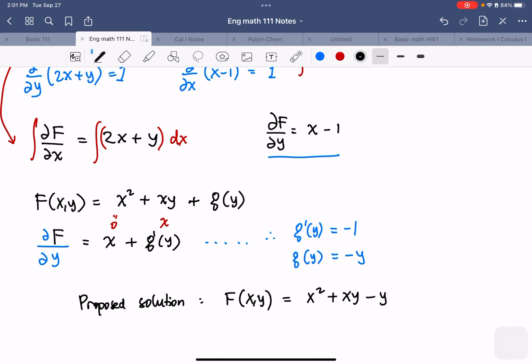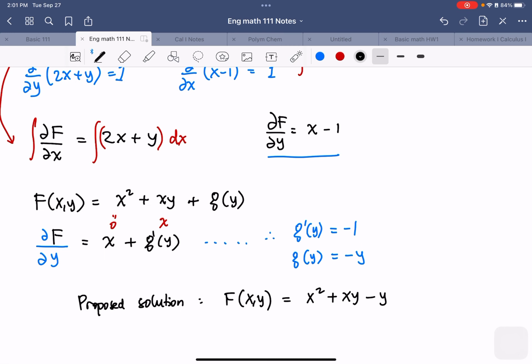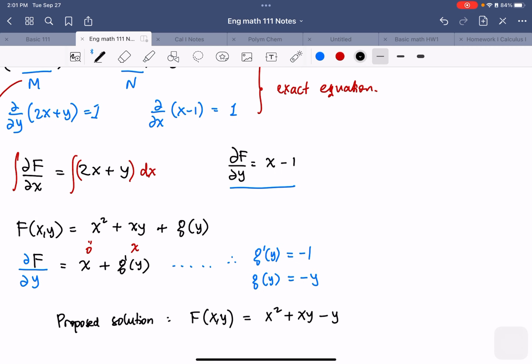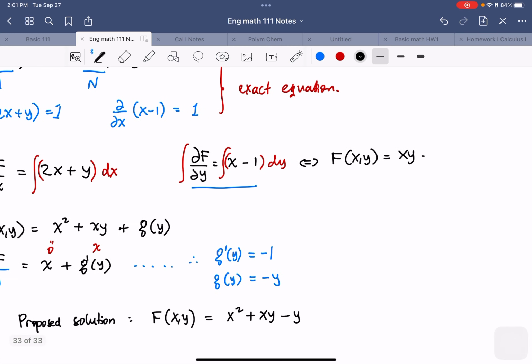Now to prove that this confirmation is okay and correct, we can also check with the other path as well. We can check from the end. We integrate with respect to y. So we get that f is xy minus y plus h of x, and then we partially derive.